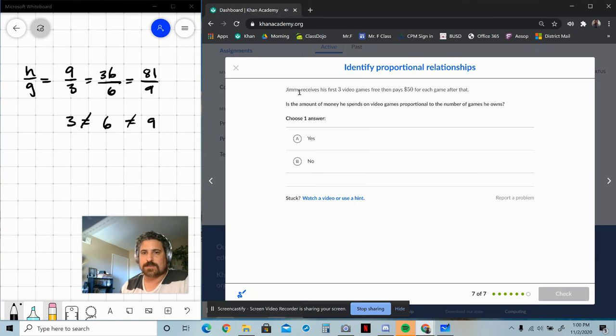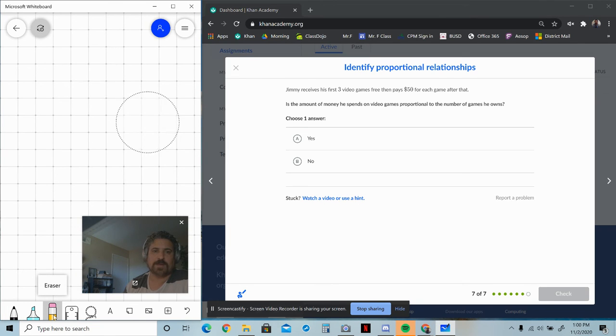And the next one says, Jimmy receives his first 3 video games for free and then pays $50 for each game after that. Is the amount of money he spends on video games proportional to the number of games he owns? And the answer is no. If you were to make a table for this relationship, he gets his first 3 games free. So does it start at 0? Yeah, it starts at 0, 0, right? So if he has no games in his library, it costs him no money.